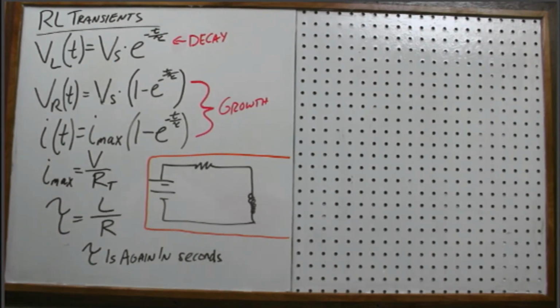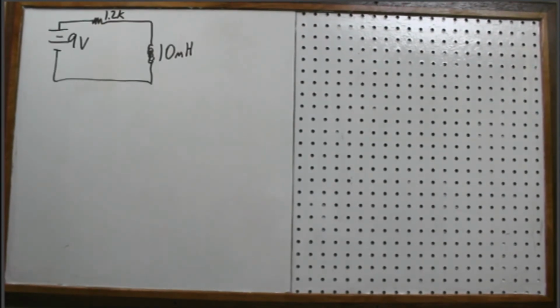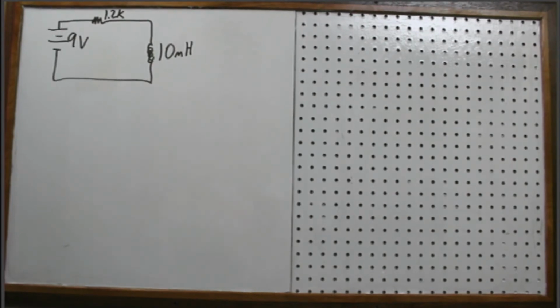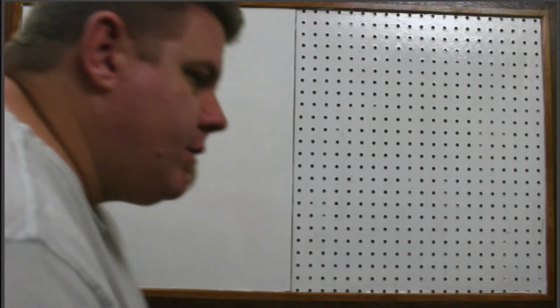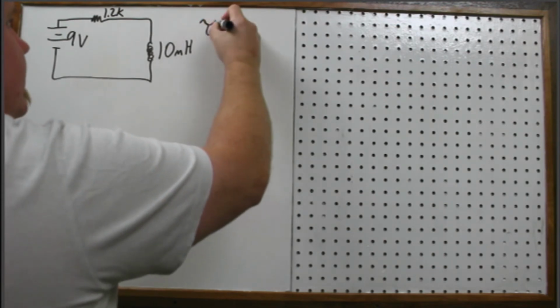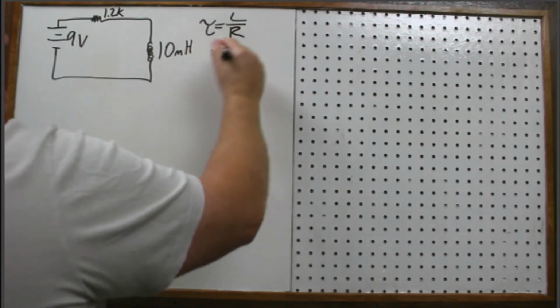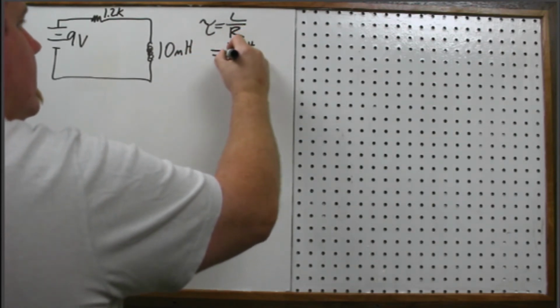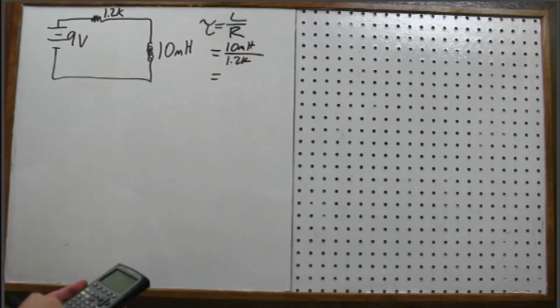Okay, so let's take a look at an example here. We have a 9-volt source, a 1.2 kΩ resistor, and a 10 millihenry inductor. So let's go ahead and find tau. It's the first thing we would do, just like with the RC circuit. This time it's L over R. So we've got 10 millihenry divided by 1.2K. So 10 E negative 3 divided by 1.2 E3.